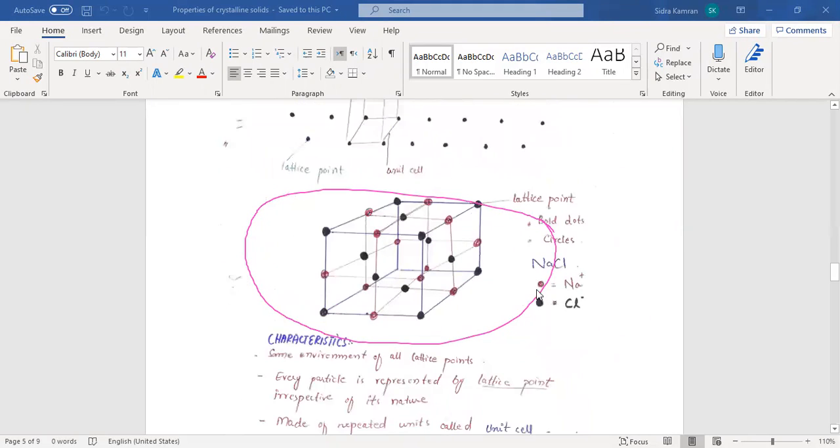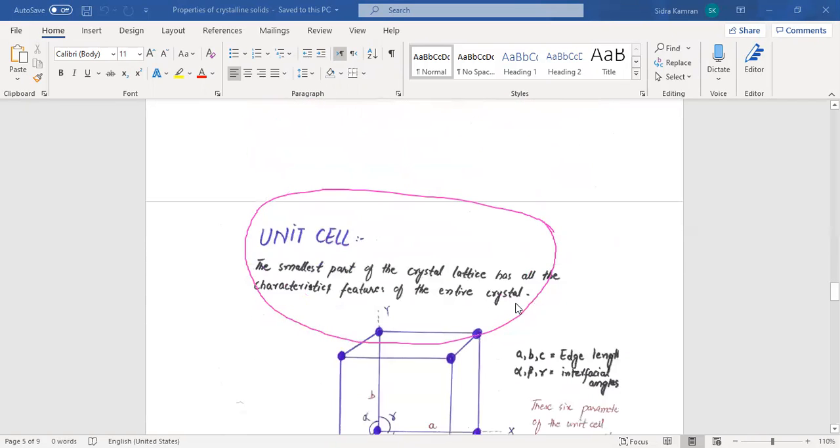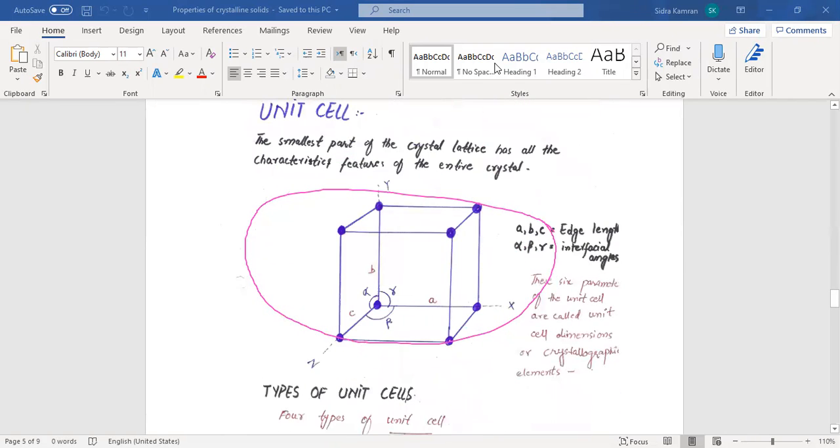Next, what is a unit cell? We are going to discuss it in detail. Unit cell: the smallest part of the crystal lattice that has all the characteristic features of the entire crystal. If I take one unit cell from the whole crystal lattice, that single unit cell has all the characteristics of that crystal lattice.